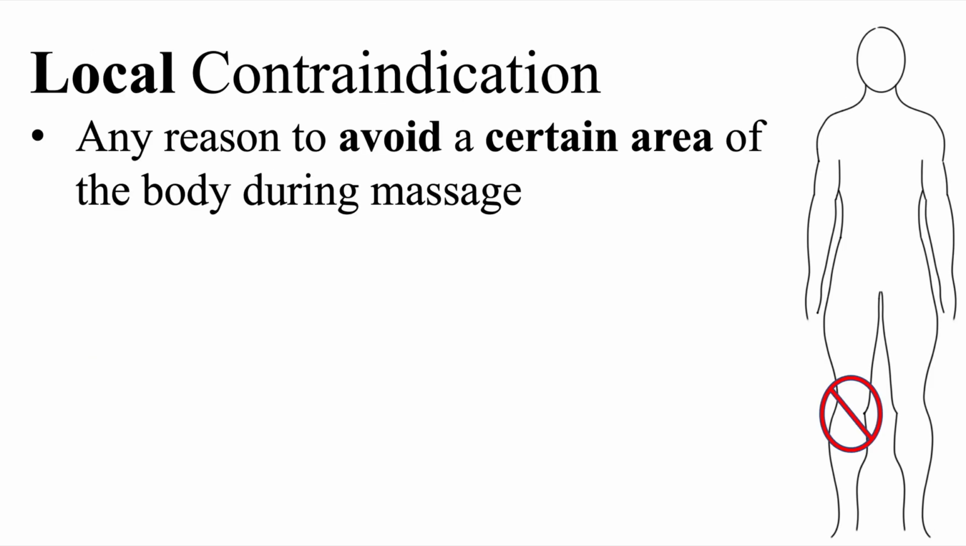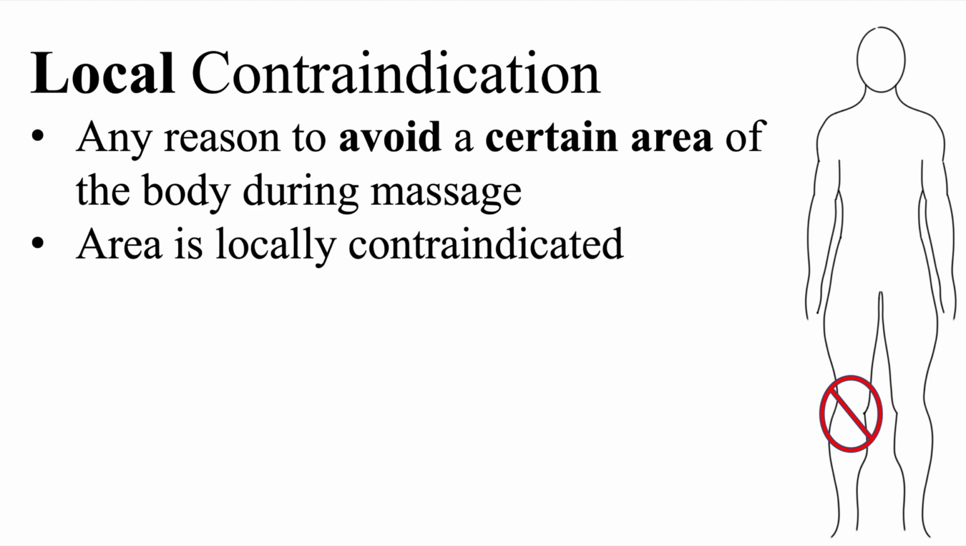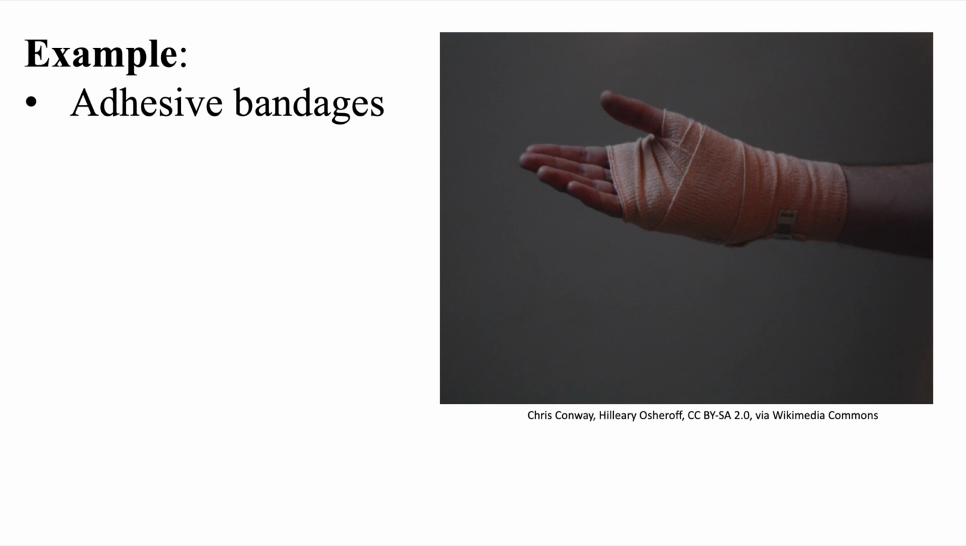A local contraindication is any reason to avoid a certain area of the body during a massage. This area of the body is locally contraindicated. For instance, let's say that a client arrives at the beginning of the week for their weekly appointment and you notice that the client has an adhesive bandage over their hand. After reviewing their goals for the massage therapy treatment, you inquire about the bandage over their hand.